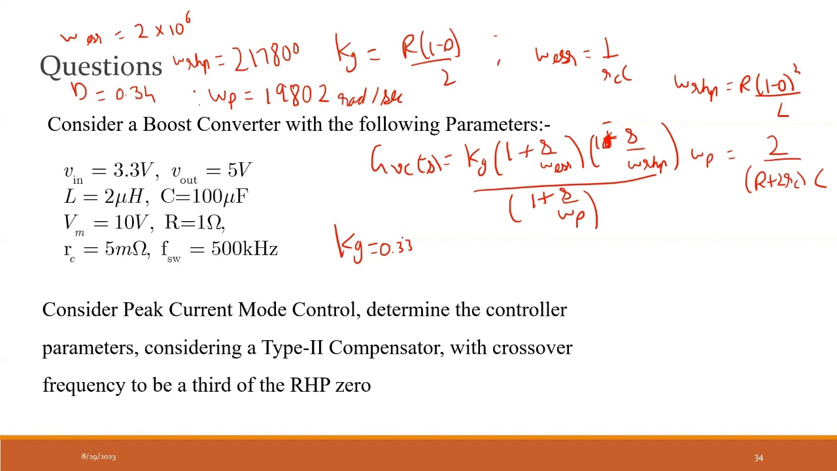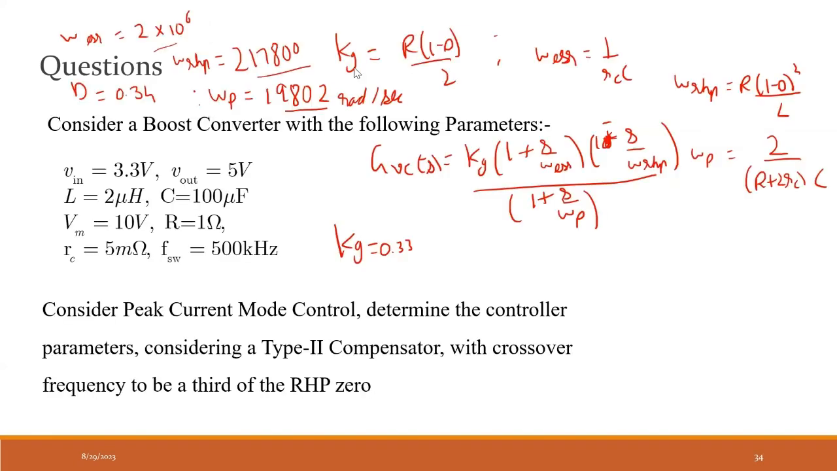So these are the locations of my poles. My pole is located here. My RHP 0 is located here. My ESR 0 is located over here. This is located at very high frequency. Omega ESR is more than 10 times the frequency of the RHP 0 and the frequency of the pole. So we are neglecting the effect of the ESR 0.